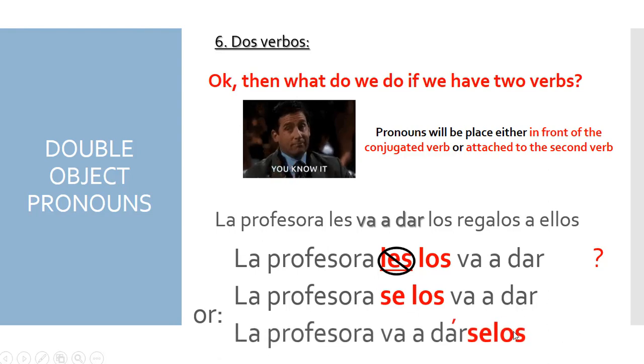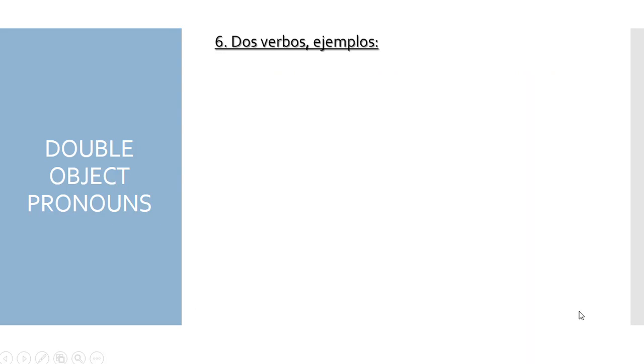When you add two pronouns to the end, the word gets longer, and you always need an accent mark right there on the last vowel that you had. Dárselos. Okay? This is correct. Whatever looks easier for you, that's how it will go. Because that's when you have two verbs.